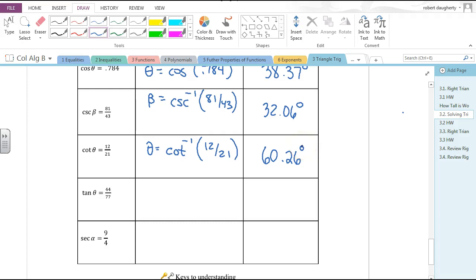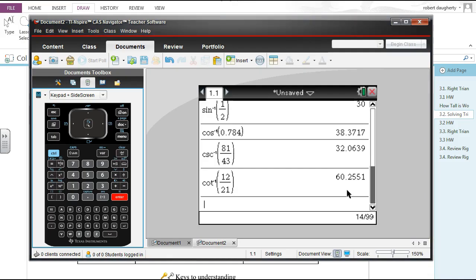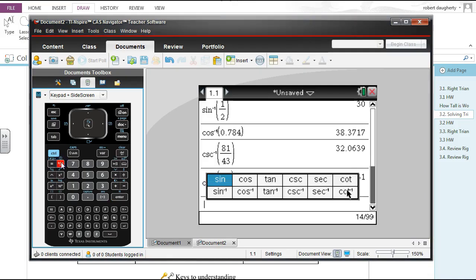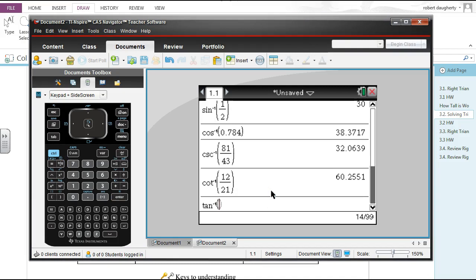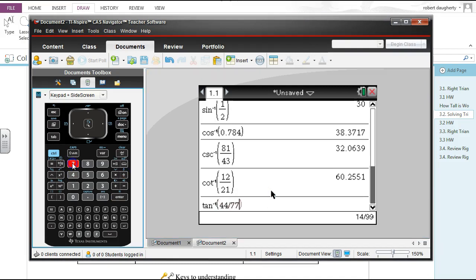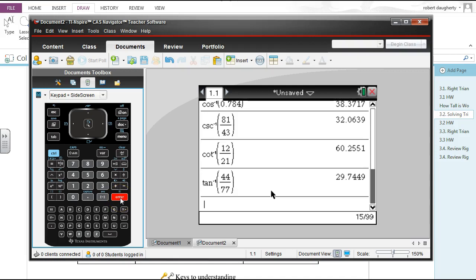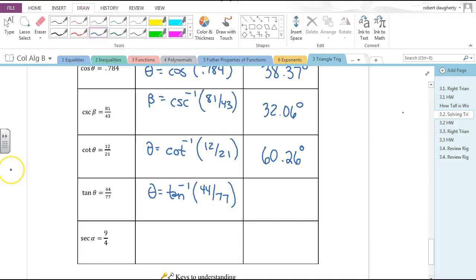Tangent is 44/77. To solve this for the angle, anytime you solve for the angle, you have to use what function? The inverse function. So what inverse function will I use here? It's the inverse tangent. So I need to find the inverse tangent of 44 divided by 77, and that's 29.74 degrees.